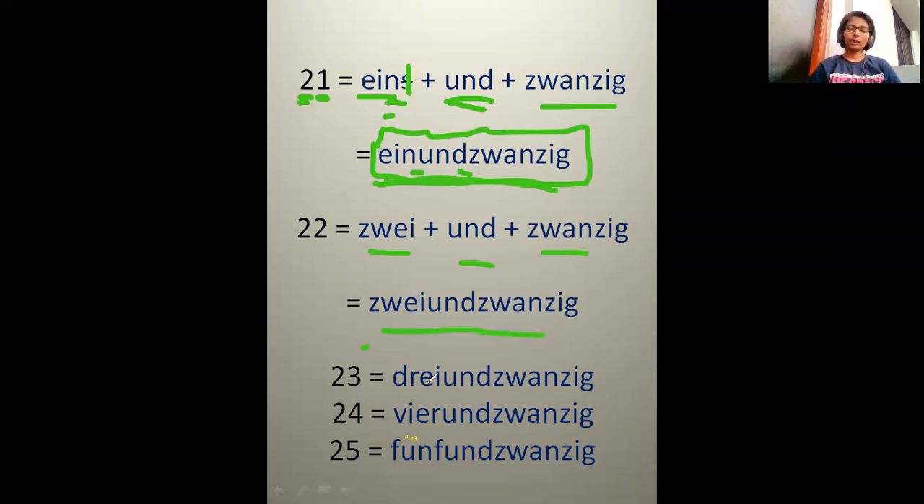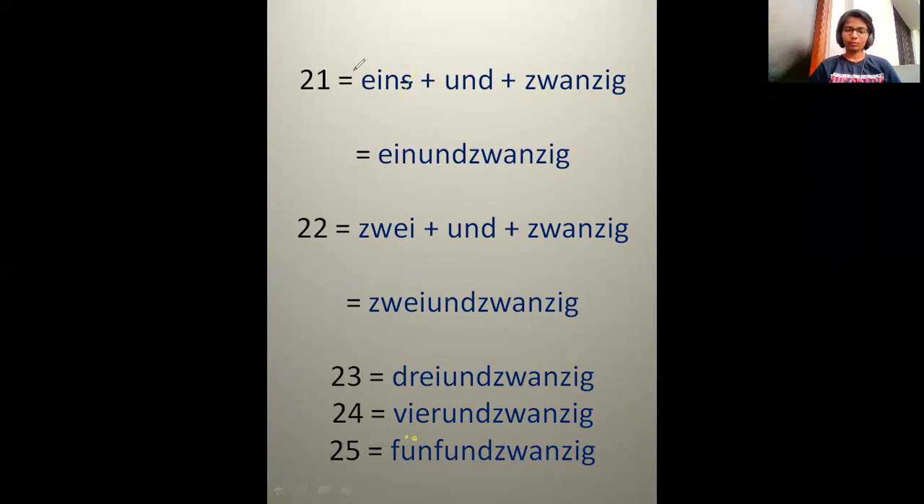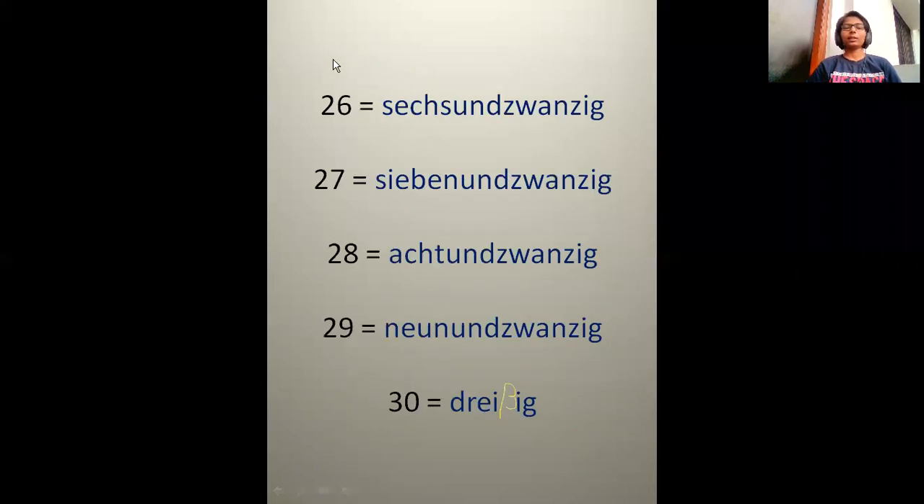So 22, then 23, dreiundzwanzig, 24, 25. In 25 we have the umlaut, right? 21, 22, 23, 24 and 25. Next, 26. Now remember that while making 16, we removed this s from sechs, but here it will come back. Then 27. The en of sieben is also restored over here. 27, 28, 29.